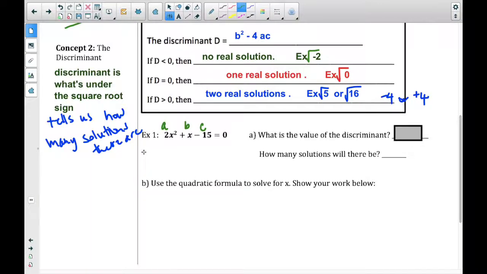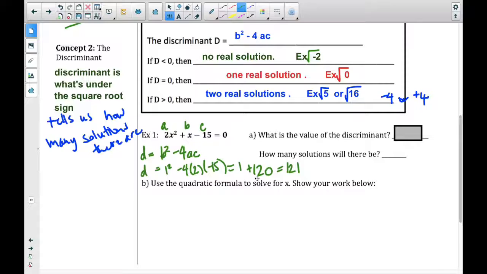The discriminant is b squared minus 4ac. And so if we plug in b is 1 minus 4 times a, which is 2, and c, which is -15. If we work that out, 4 times 2 times -15 is 120, and we have two negatives in a row, so that makes it a positive.